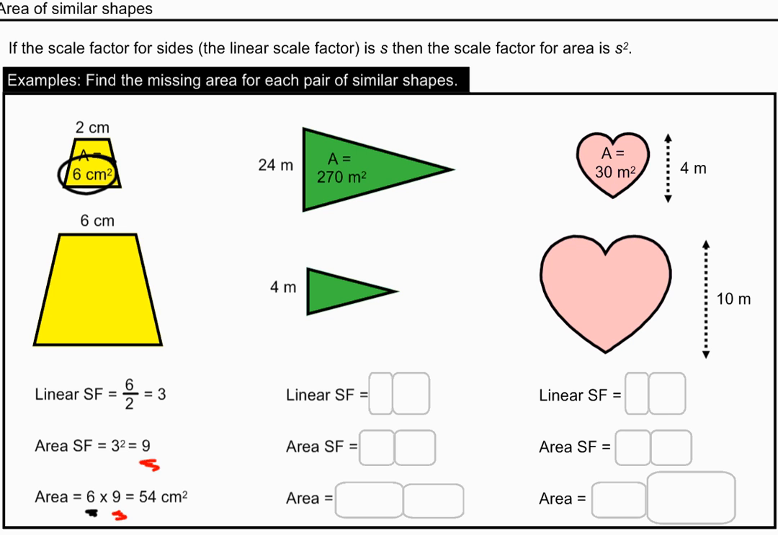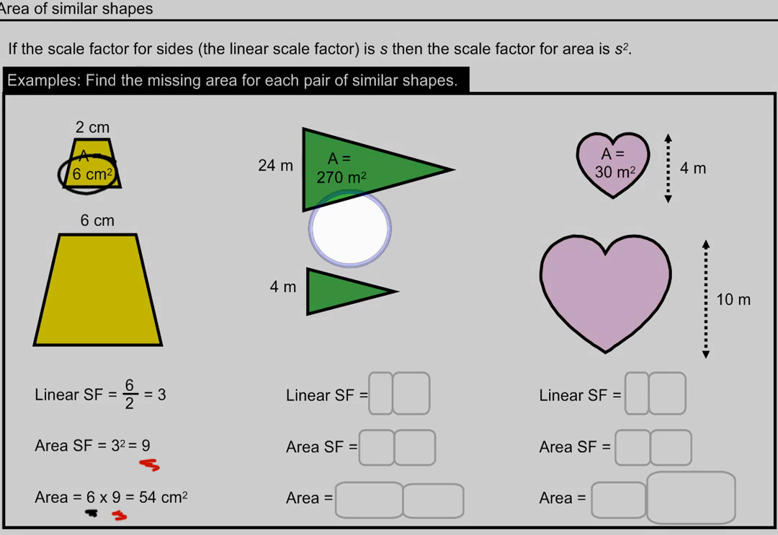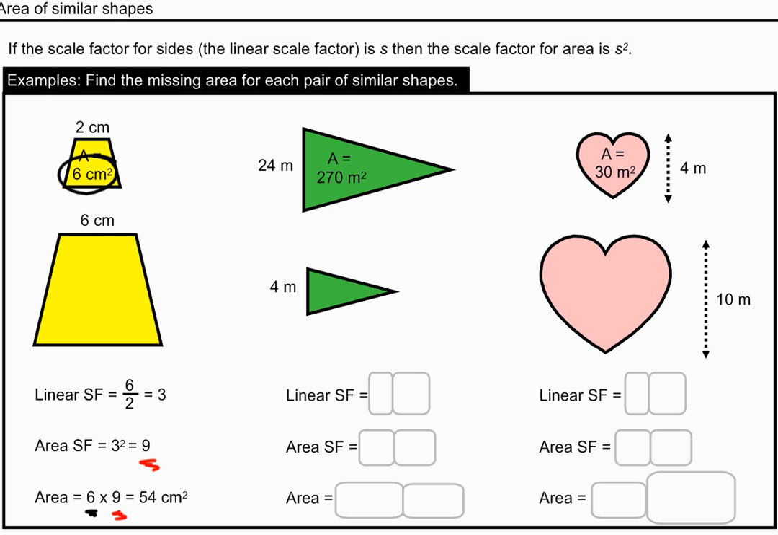The green triangles in the middle. Notice the second one down here, he's been reduced, he's smaller. So using my corresponding sides, I can form my linear scale factor of 4 over 24, which would simplify down to 1 over 6.